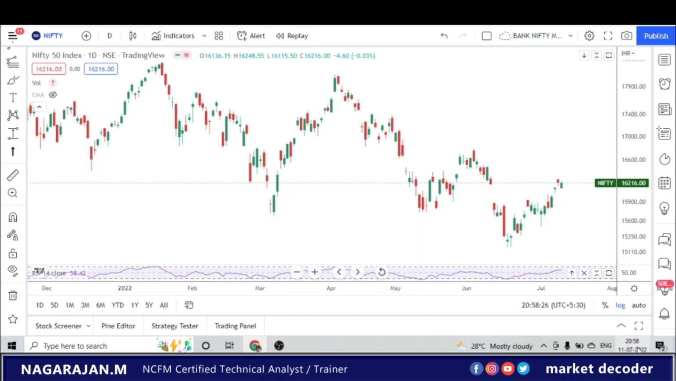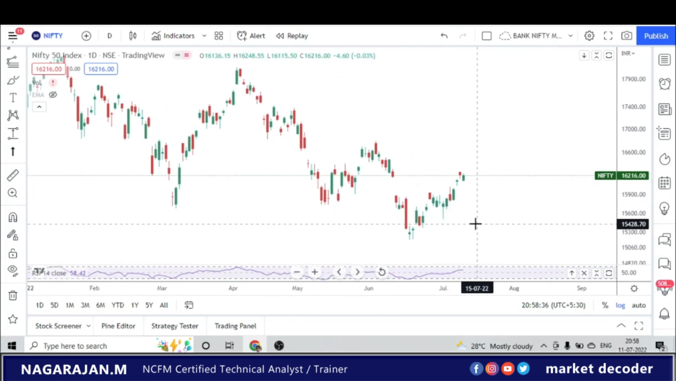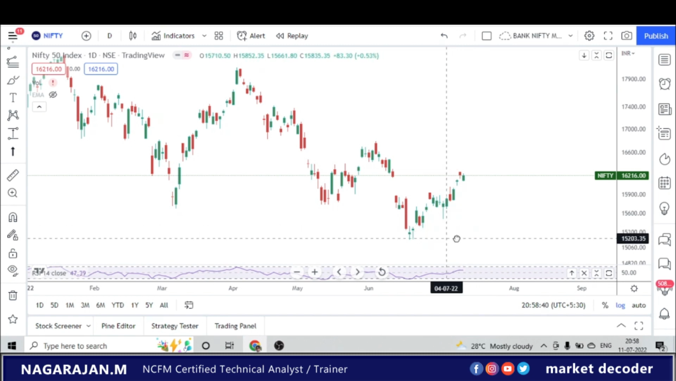Welcome to the pre-market report and the swing trading call. So time is around 8:58. It is close to 9 in the evening. Let's start analyzing the charts of Nifty, Bank Nifty and the important swing trading stock. Let's get into the charts.